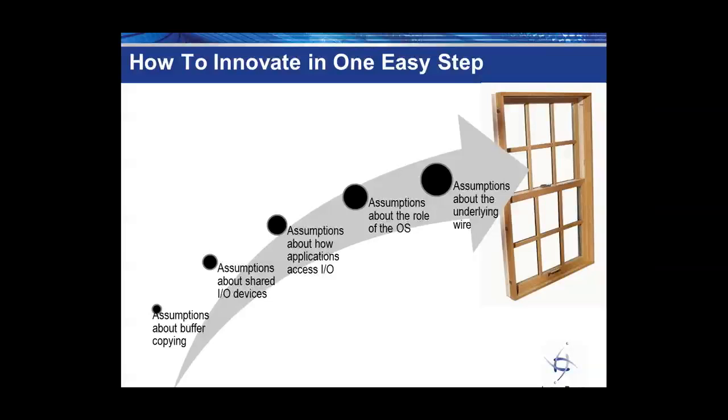That rethink also meant we had to jettison a lot of conventional thinking about the way I/O has always been done. Well, it turns out that most of that rethinking and jettisoning occurred during the development of an earlier architectural concept called the Virtual Interface Architecture, or VIA.